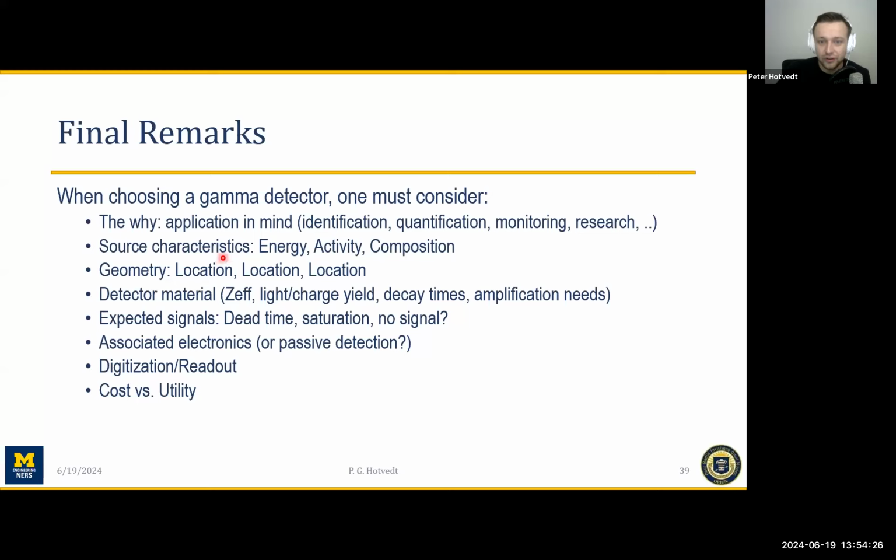The source characteristics: what is the source you're trying to measure? What energy is it? What activity is it? What is it made of? Is it more than one source? The geometry of the detector and the source: where is it put? The detector material, the effective Z, the light yield, the decay times, or amplification needs, what you expect from a signal. Is there going to be dead time? Are you expecting a high flux of radiation, and as a result, you have to make sure the electronics aren't overwhelmed?